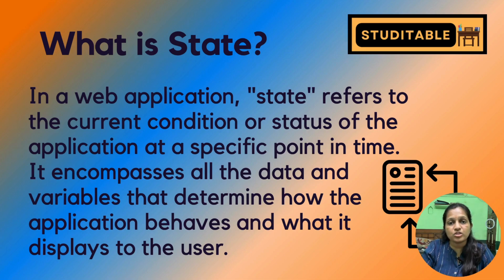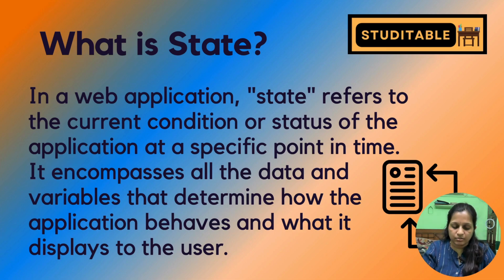So it encloses all the data, the variables that determine how the application behaves and what it displays. So if I am calling the website of, okay, I want to book a ticket and I'm going to, let's say, MakeMyTrip, then I'll see the list of all the flights that are available with the cost of that flight. So how is it happening?